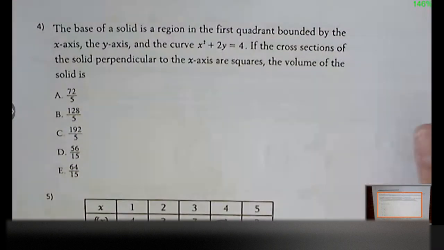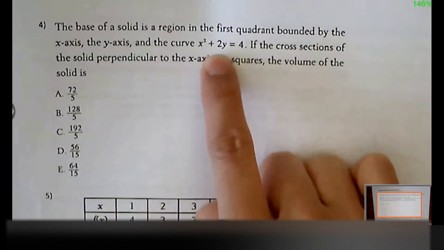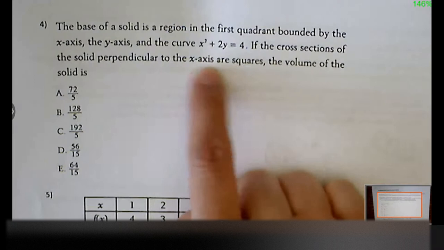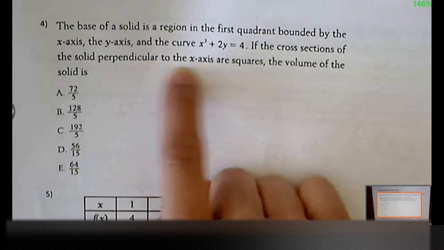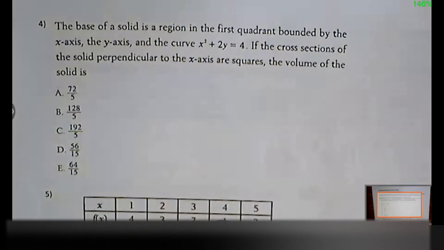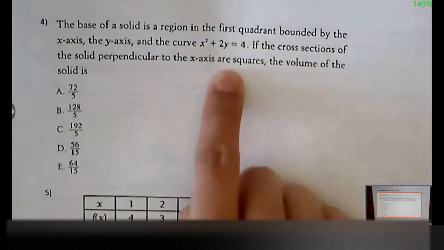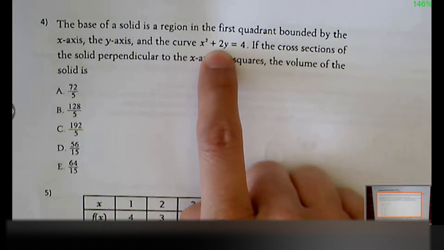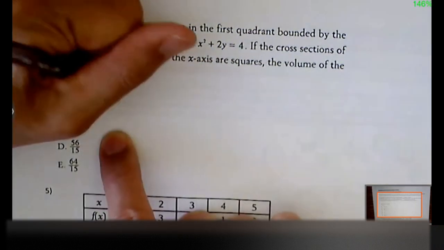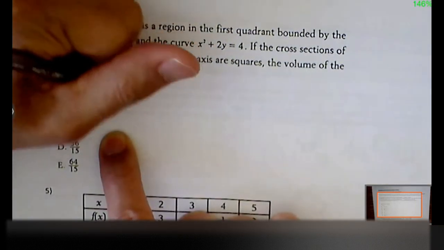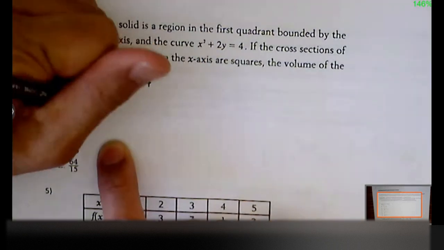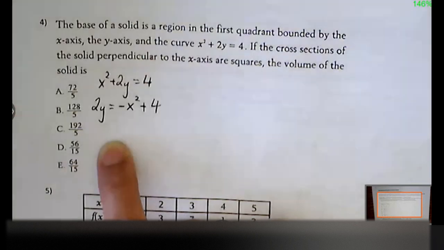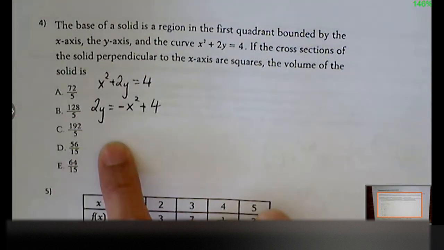All right, the base of a solid is a region in the first quadrant bounded by the x-axis, the y-axis, and the curve. Okay, so this cross section with squares, we know how to draw our base length, but let's get our shaded region first. We're going to have to create our own shaded region. Let's get this into something that's more familiar. If we solve for y, then we can maybe plug in the calculator. Divide both sides by 2.